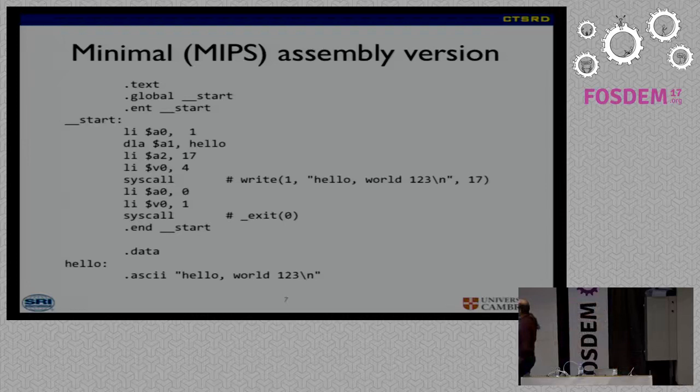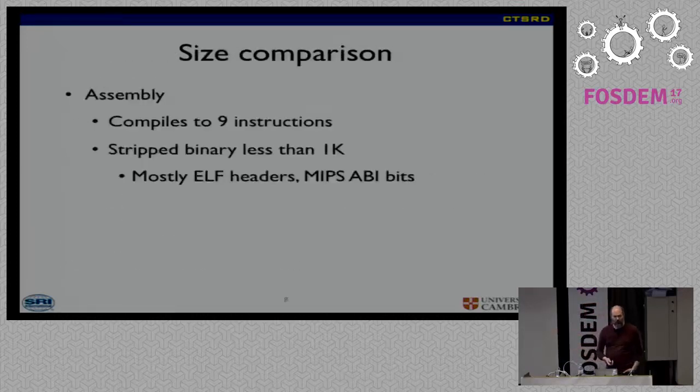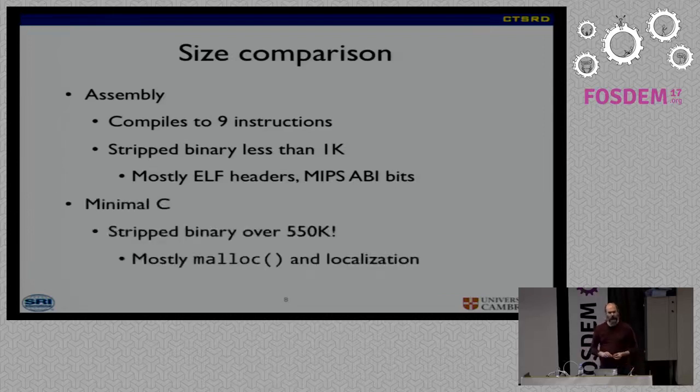So at this point we call the system call, and then we return from that system call, and we exit. You might think that's what's going on in the previous program here, but it's actually quite a bit more complicated. The assembly program previously compiles to 9 instructions. It's less than a kilobyte, mostly random ELF junk. However, the minimal C program there, and this is without printf, or seemingly without printf, it's over 550K. Most of that, it turns out, is malloc. And a bit of it is localization. And we'll get into that more.